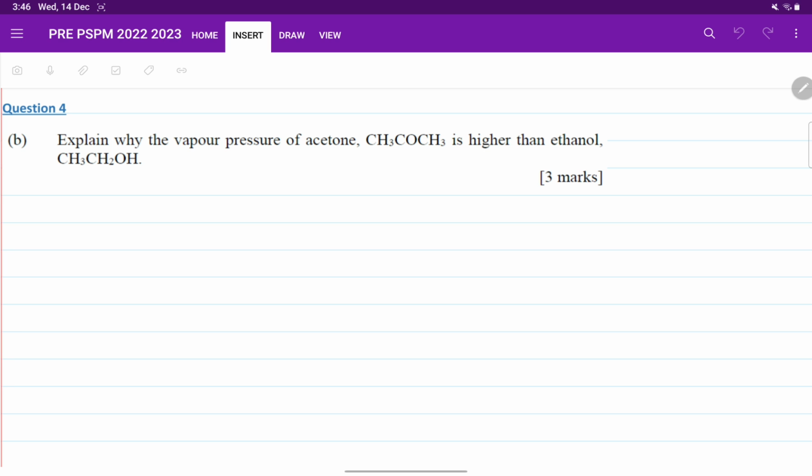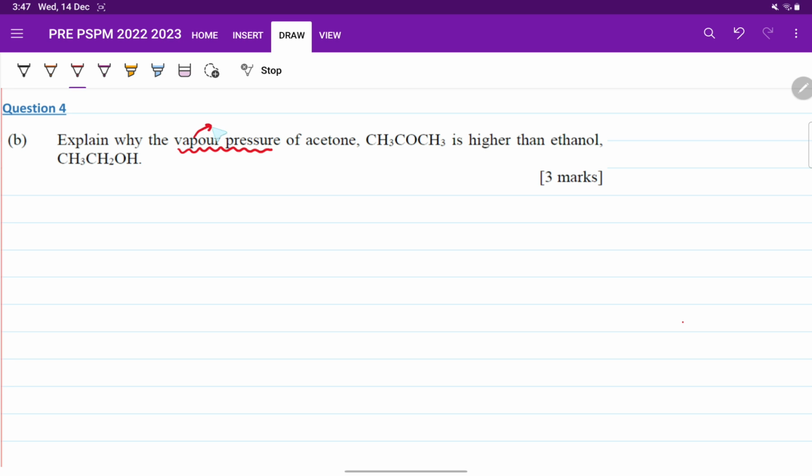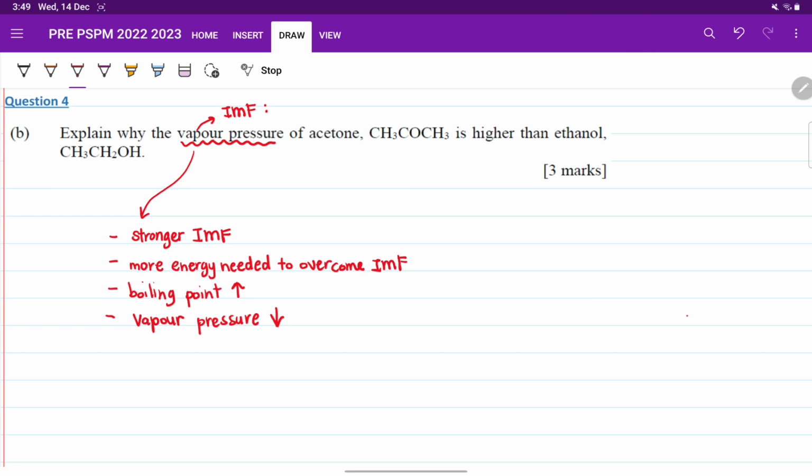Now, question 4b. Explain why the vapor pressure of acetone, CH3COCH3, is higher than ethanol, CH3CH2OH. Okay, now, so bila kita cerita dekat sini tentang vapor pressure, kita akan kaitkan dengan kita punya intermolecular forces. So, a substance with a stronger intermolecular forces. So, in general, when we talk about vapor pressure, kita akan kaitkan dengan intermolecular forces tadi.